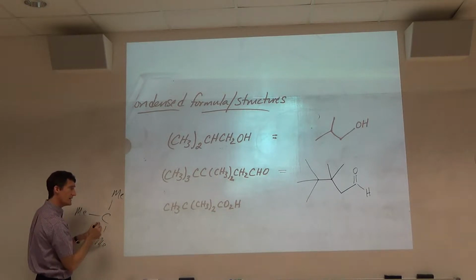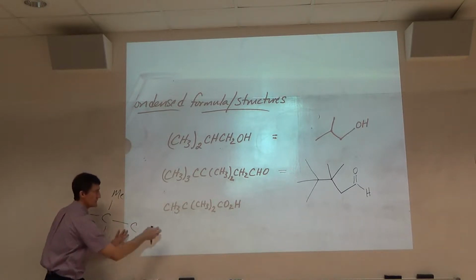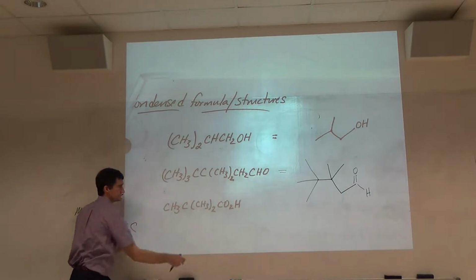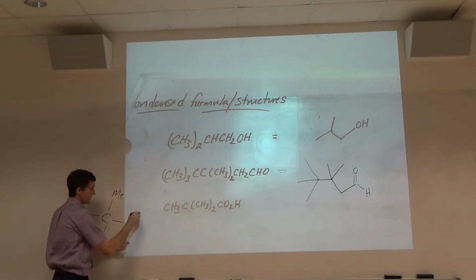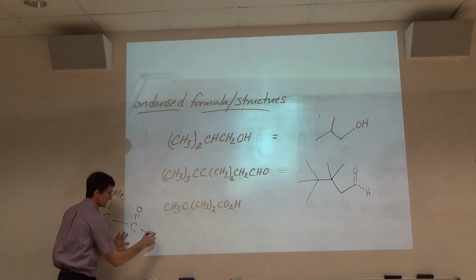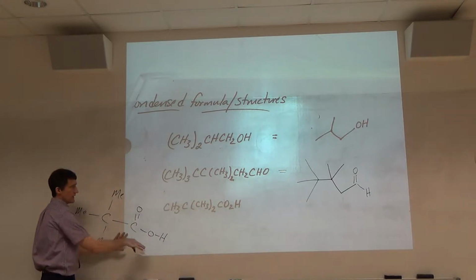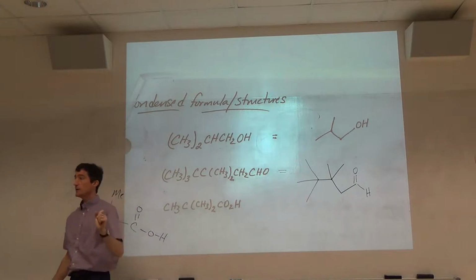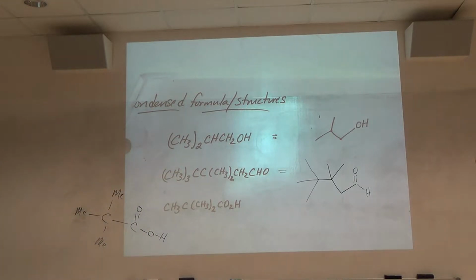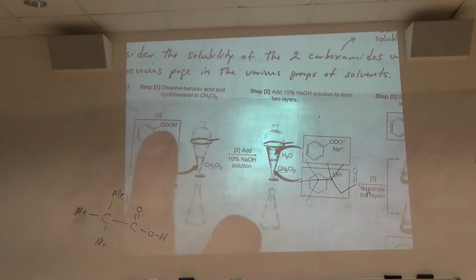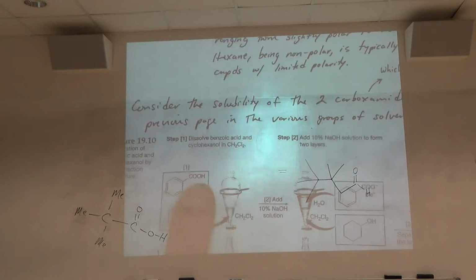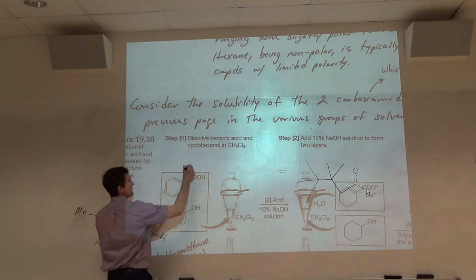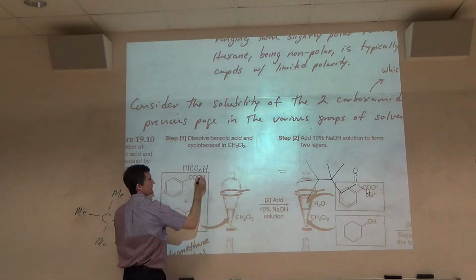What else we got? Then it's bonded to, it looks like, that carbon. What is this condensed? Carbon. That's actually a carboxylic acid. Okay. CO2H or COOH. It's carboxylic acid condensed. You saw that over here, right? You see the COOH? That could have also been written CO2H.